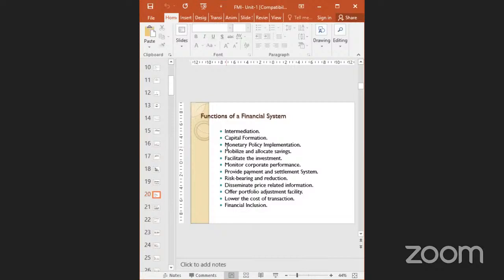Excuse me. So we don't have that much time. So the provide payment and settlement system means each and every financial system, each and every financial organization has a pathway through which you are able to settle your amount which is stuck somewhere else. That is called bank embezzlement.